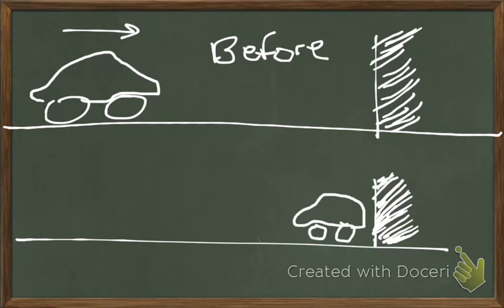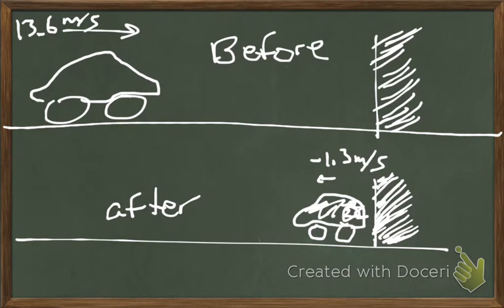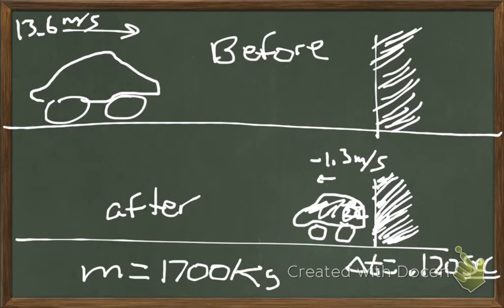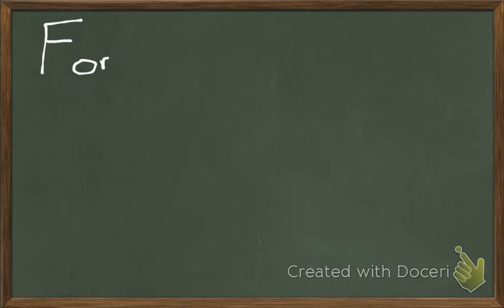Before the collision, it's going a certain velocity to the right, and it's going kind of fast. And then afterwards, it bounces back at a very small velocity. So let's give it some numbers. It was going roughly 13.5 meters per second to the right before it hits the wall, and then after it hits the wall, it bounced back at 1.3. If we know the time it takes to change its momentum, and we know its mass, then we can calculate the force.